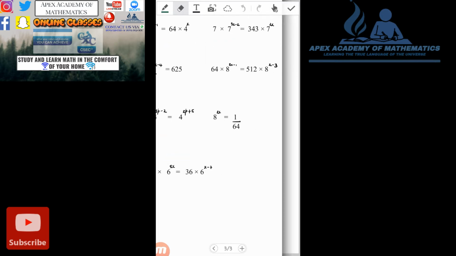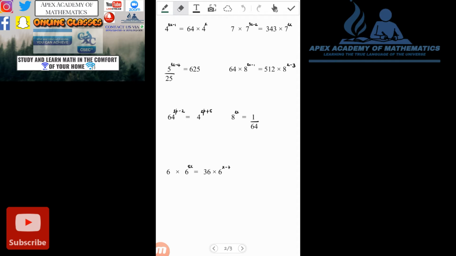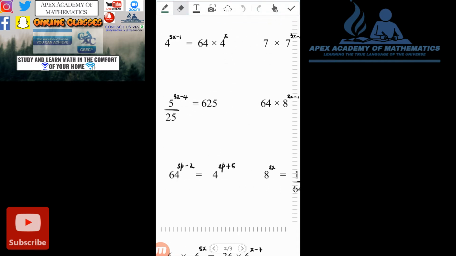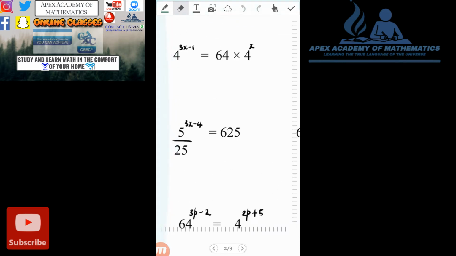I do have some examples here for you. This is quite a hefty set of examples, so let's see how best we can work through these as quickly and precisely as possible.